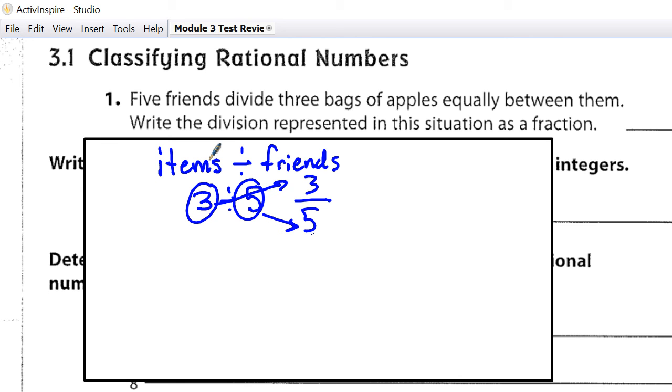So what do you put on the line? Directions say write the division represented in this situation as a fraction. Technically, you really only need to write 3/5. I might write this. 3 divided by 5 equals 3/5. That shows a really good understanding of this problem. All right, let us move. I'm going to move this up so we can see the next problem.